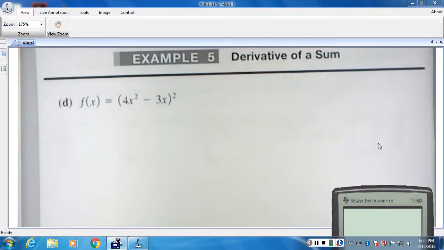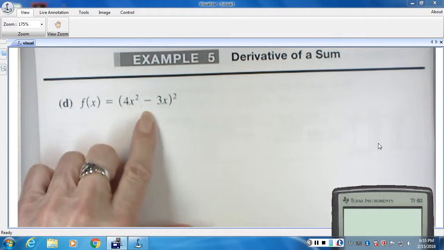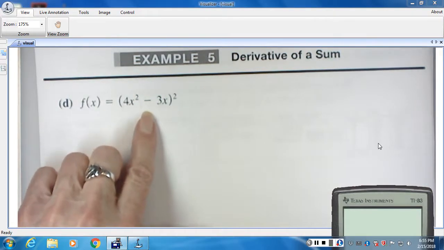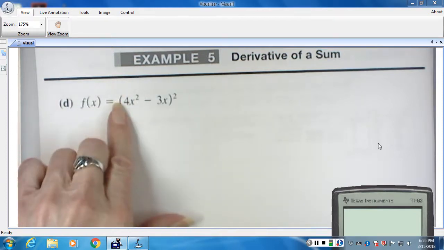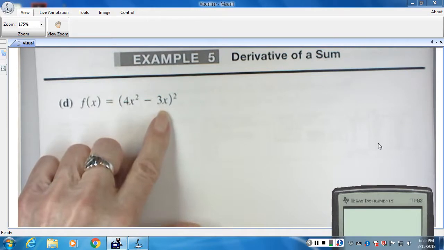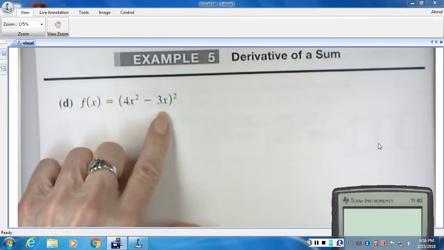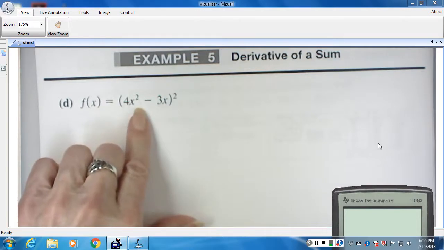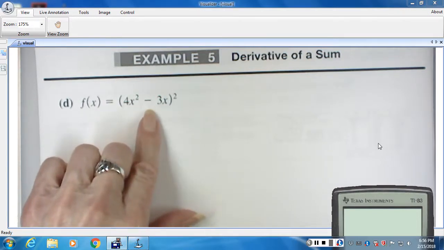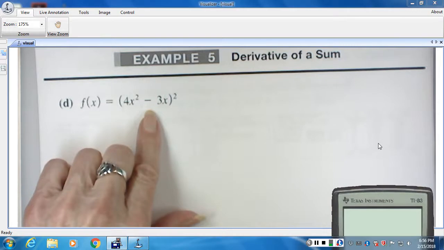A couple more examples. This one doesn't look like there's anything we can do with it, because we haven't dealt with anything that has parentheses around two terms. This is actually a problem that we're going to come back and revisit when we get to the section on chain rule. We're also going to revisit this problem when we get to the next section on what's called a product rule. There are 3 ways to do this problem. But we can do this problem right now. We just have to do a little algebra first.